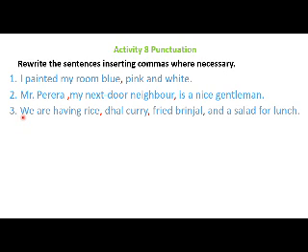Third sentence, we are having rice, dal curry, fried brinjal and a salad for lunch. Here they have given you the names of the food. It means names of the curries, right? So you have to insert commas between them. Rice, dal curry, fried brinjal and a salad for lunch.